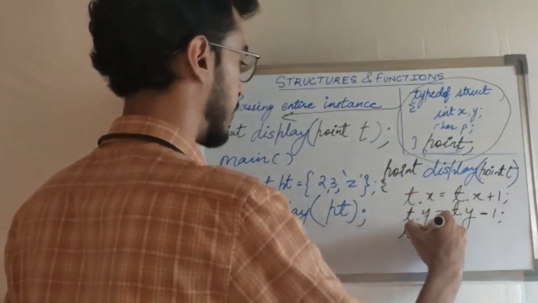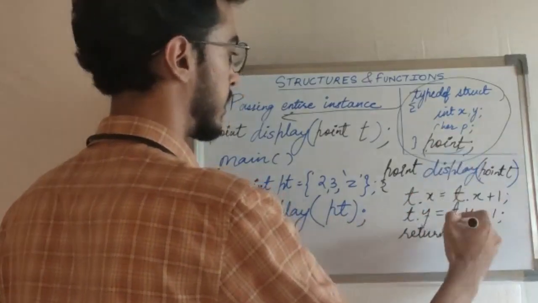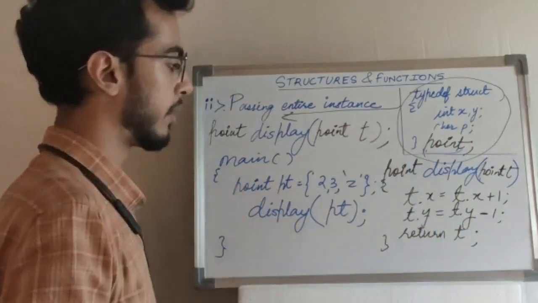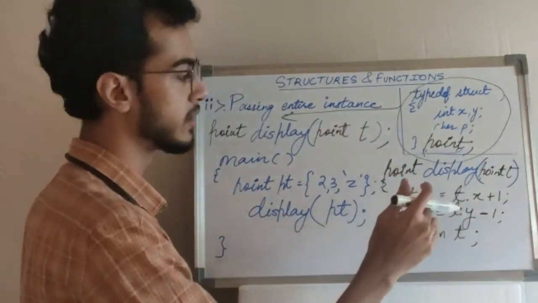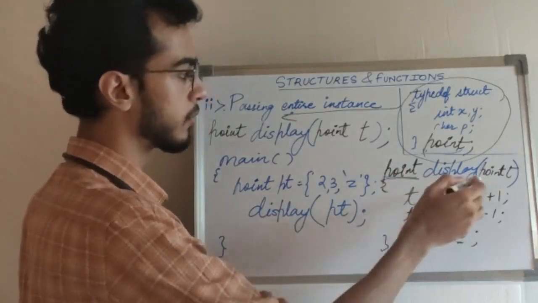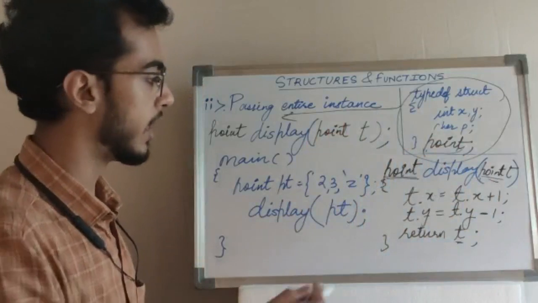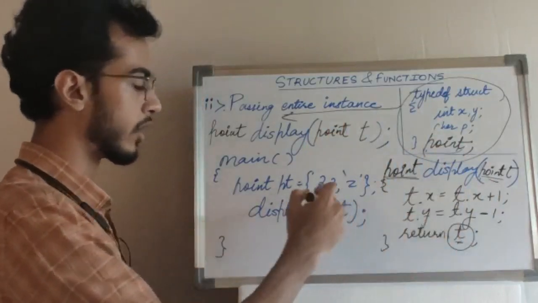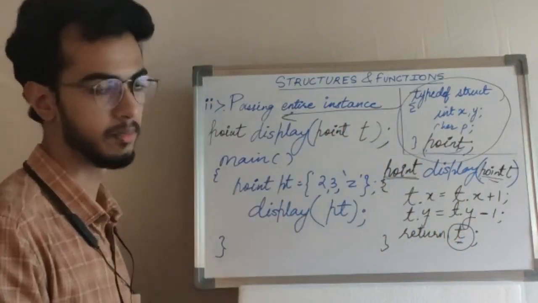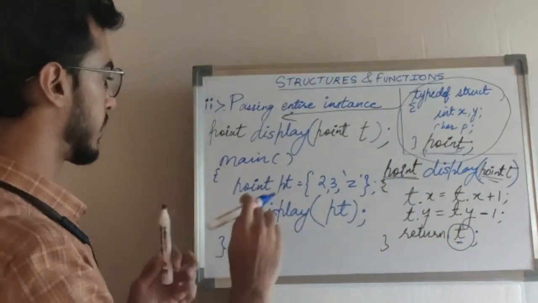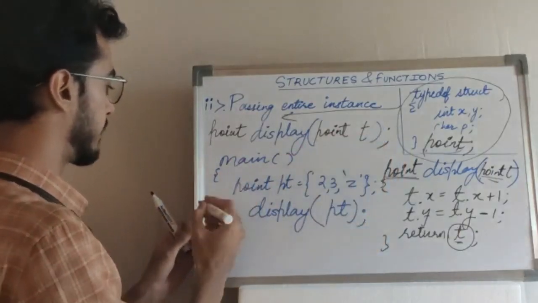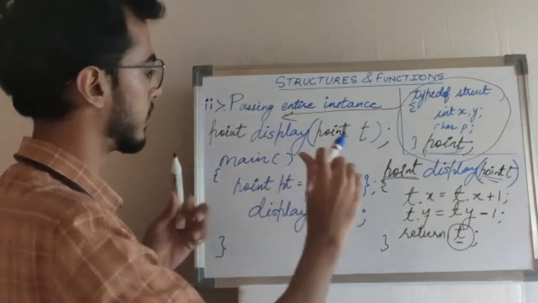So I will write return t. Now you'll appreciate when I am returning t, the return type of the function has to be the data type of t, and the data type of t is nothing but point. And since I am returning this t to the calling function, it has to be received in a variable which is also of the same data type. So I will create one more, I will create it here itself.